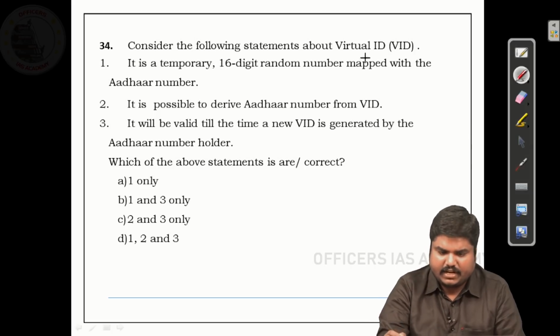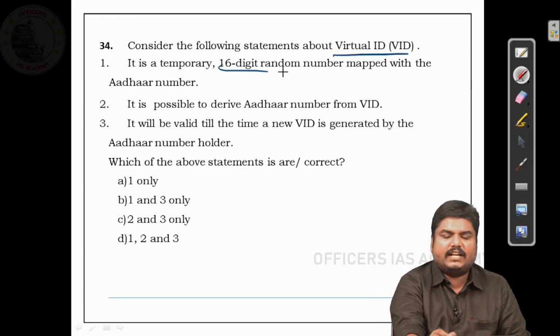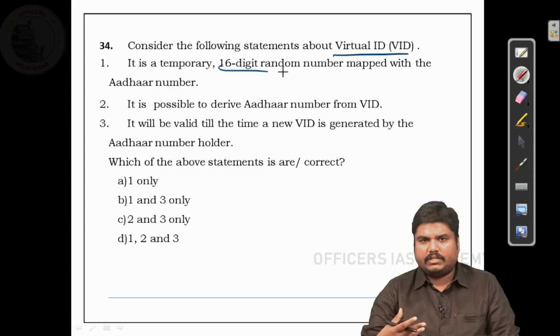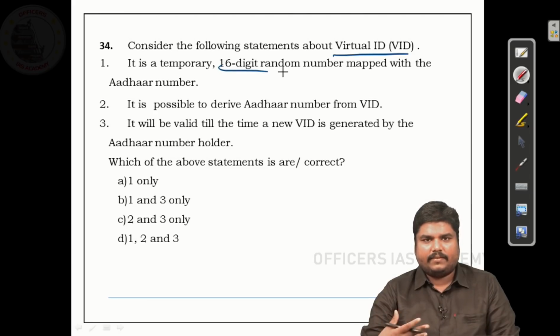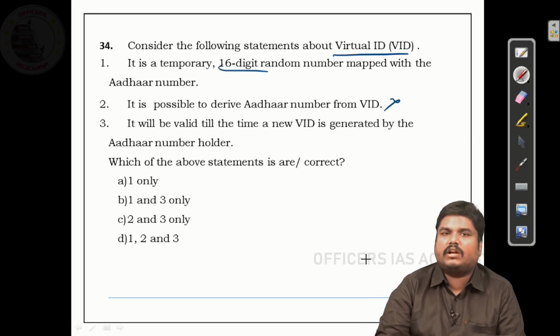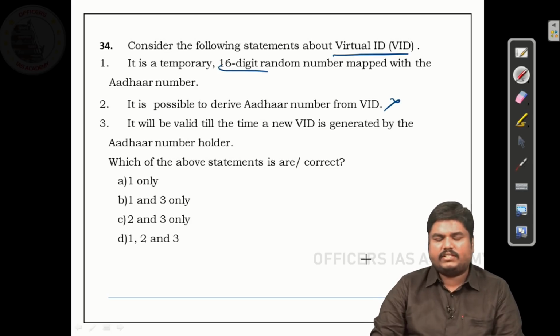34th question, this is regarding virtual ID. It is a temporary 16-digit random number mapped to the Aadhaar number. If you do not want to disclose your Aadhaar number, you can generate a virtual ID, and that ID can be given for validating the ID. Is it possible to derive Aadhaar from that VID? Definitely it is not possible. From that 16-digit number we cannot derive the 12-digit number.